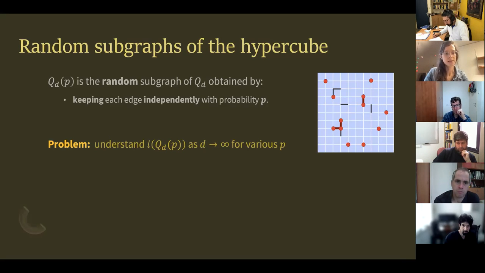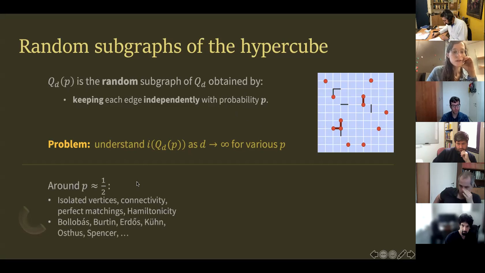This random graph was also studied for other types of problems, and it's known to have interesting phase transitions. Let me just mention two of them. It's known that around p equals 1/2, this graph has the threshold for connectivity and for perfect matching, and very recently it was also shown to be the threshold for Hamiltonicity, which was open for a long time.